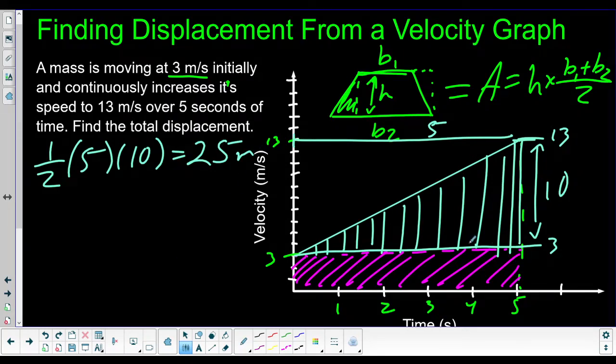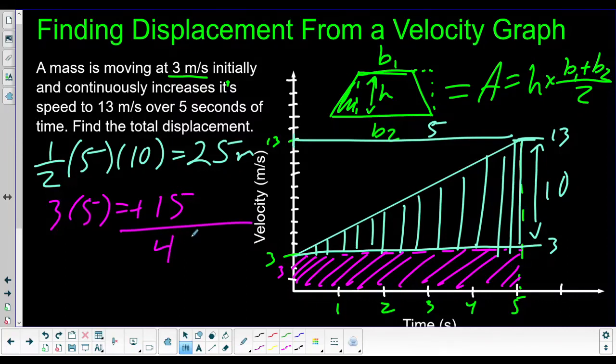Then if we look at the pink portion, the height here is 3. The width is still 5. So base times height, 3 times 5. That's 15. And then we add our two displacements together. We're going to go a total of 40 meters as our car or mass speeds up from 3 meters per second to 13 meters per second over 5 seconds. So that's how we're going to find some displacements.